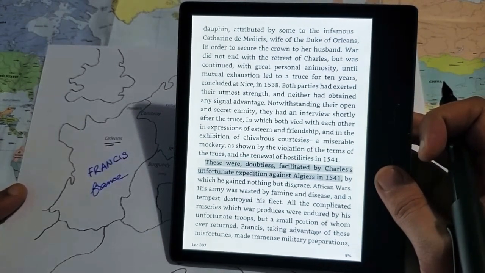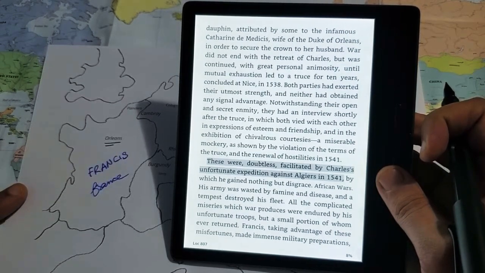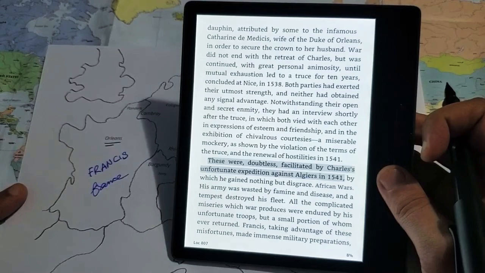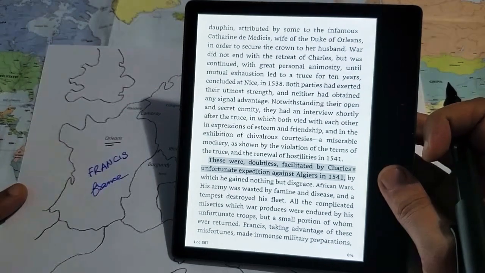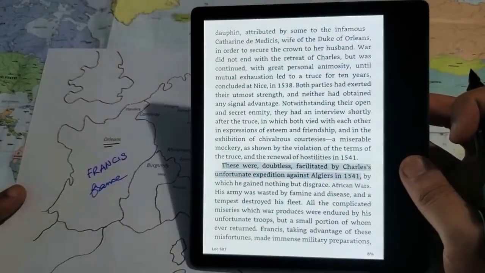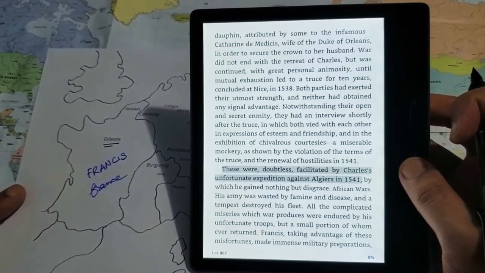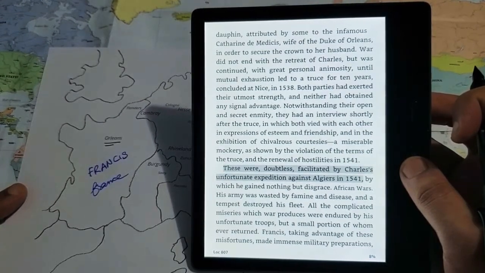War did not end with the retreat of Charles, but was continued with great personal animosity until mutual exhaustion led to a truce for 10 years, concluded at Nice in 1538. So they are just wearing each other out, Charles and Francis, Charles and Francis. Both parties had exerted their utmost strength, and neither had obtained any signal advantage.